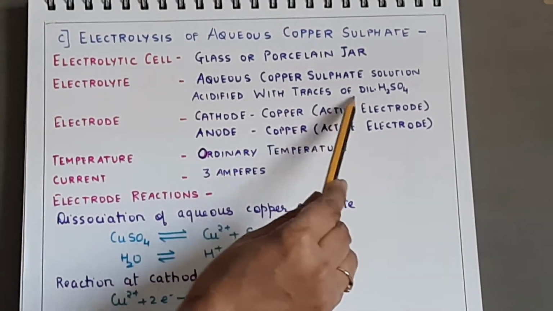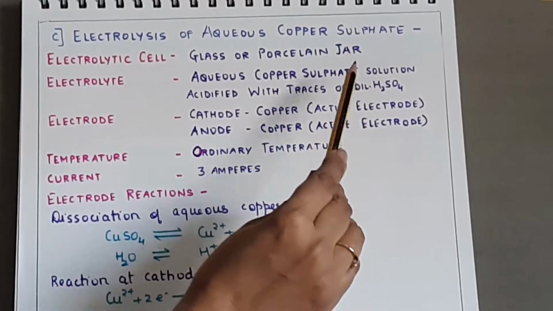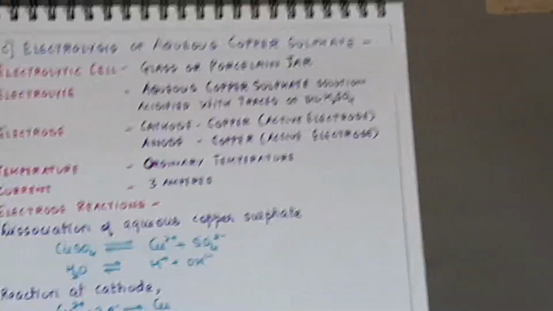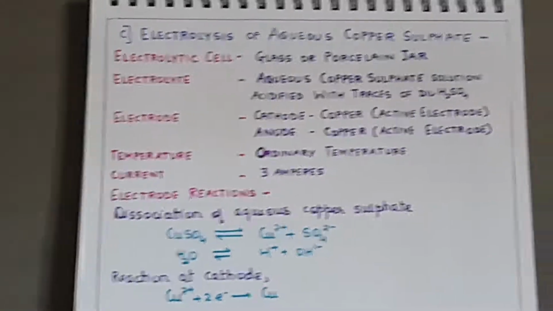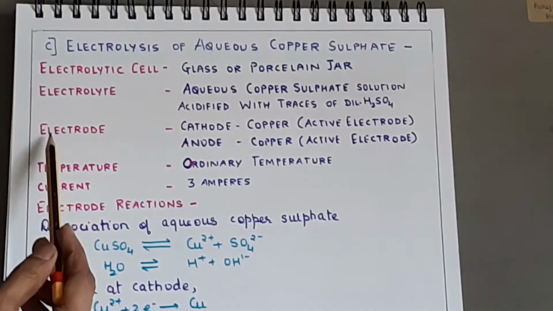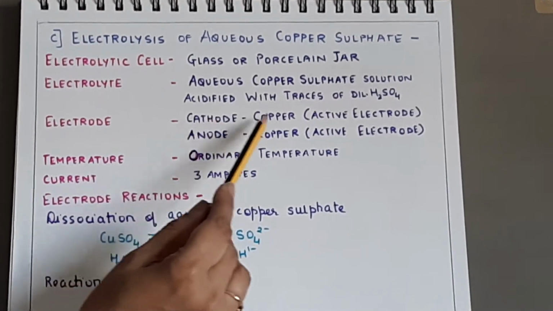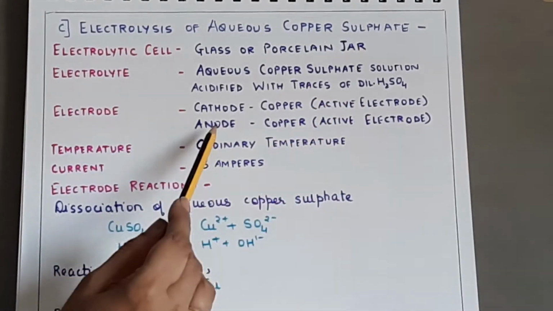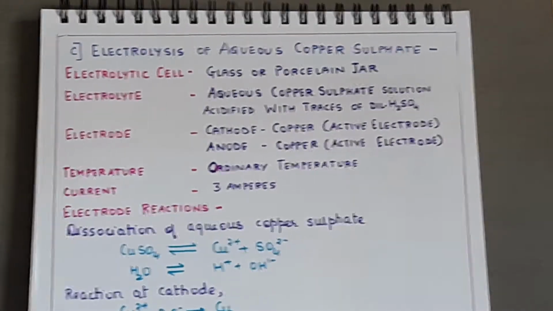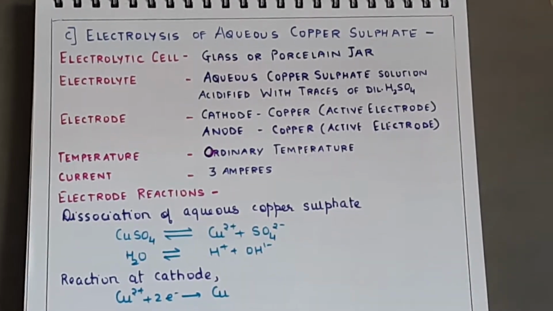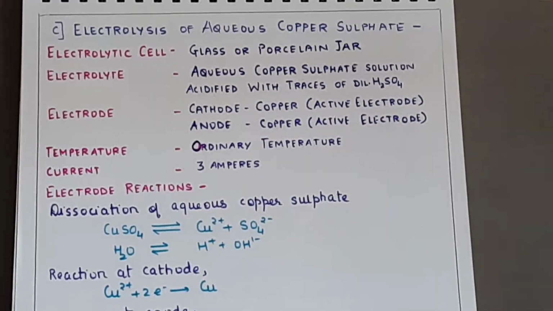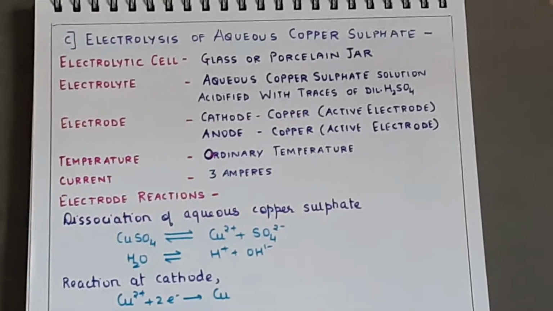So we are adding traces of dilute sulfuric acid. Even if you don't add dilute sulfuric acid, the electrolysis can be carried out. It's not like water, where you have to have dilute sulfuric acid. This is just added to enhance the effect. Then electrodes. Cathode is a copper electrode, which is an active electrode, and anode is also a copper active electrode. Do you remember what was the definition of an active electrode? Yes, very good. Active electrodes are those which take part in the electrolysis reaction. So we will see how they take part in the reaction.